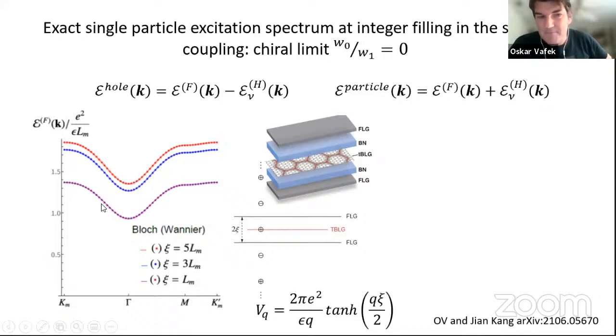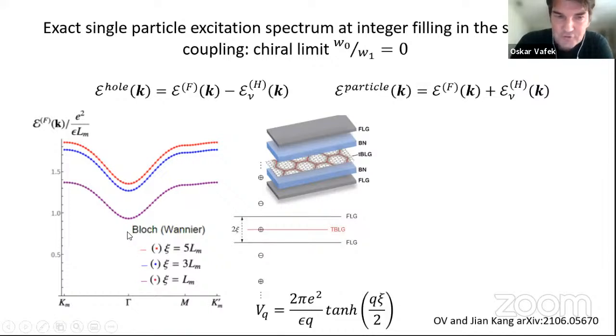But why is the shape not changing? And why is the minimum at gamma? That's not obvious, because the entire dispersion curve is set by the Coulomb interaction. So that's this epsilon F term in the chiral limit. Again, I just want to stress that we haven't brought back any kinetic energy here. This is all strong coupling single particle excitation. And as you see, even in the chiral limit, the single particle excitation disperses.